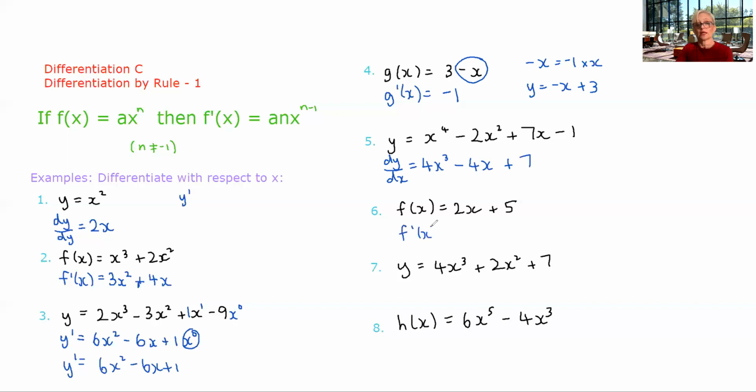F dash x notation here, we're just going to get 2. Again, that's just a straight line if you graph that. That's in the form y equals mx plus c. This one here, dy dx, okay, bring your index down to multiply and we get 12x squared plus 4x, and we get nothing from the 7. And h dash x is, okay, multiply it down, decrease it by 1, and there you have it.